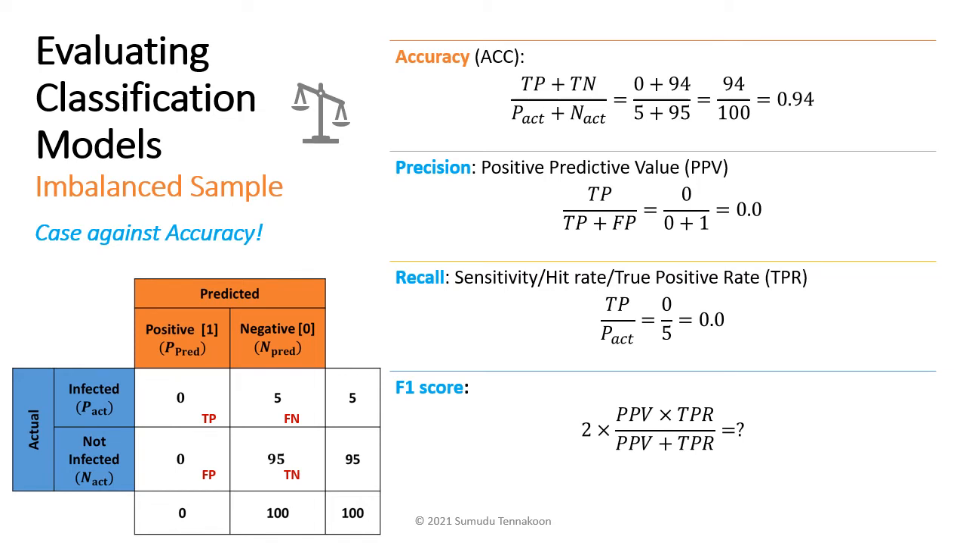And then the precision is 0. Basically, you don't have any true positives, right? The recall is also 0. You don't have any true positives. The F1 score is basically undefined. Yeah, so this is what you get.